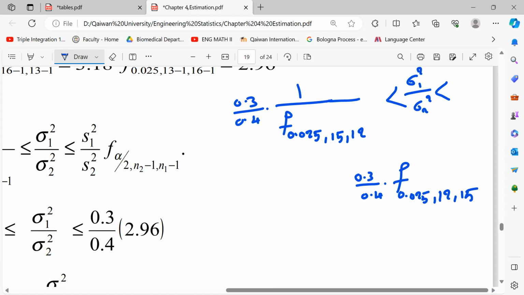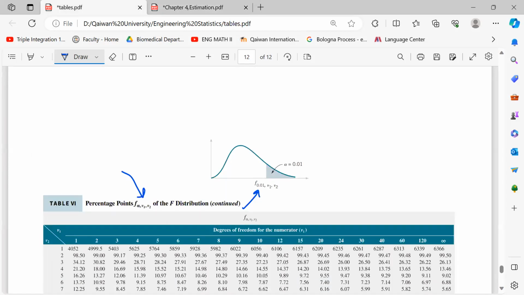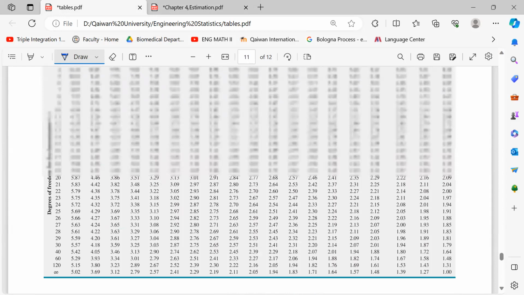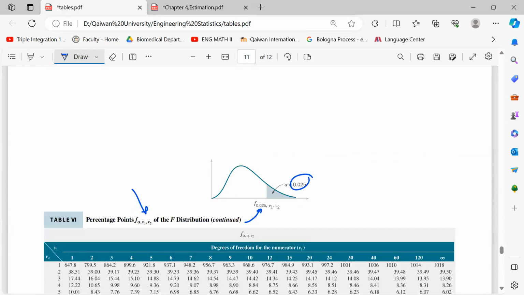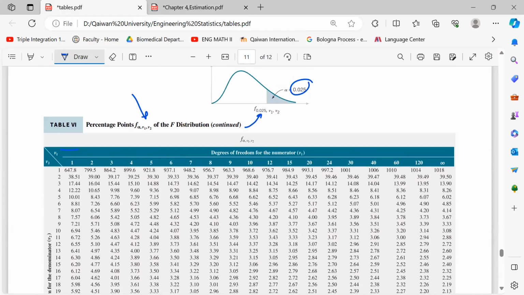Now, we need to find F of 0.025 for 15 and 12 and 12 and 15. Let's look for 0.025. This is 0.01. This is 0.025. Okay. F of 0.025, 15 and 12.